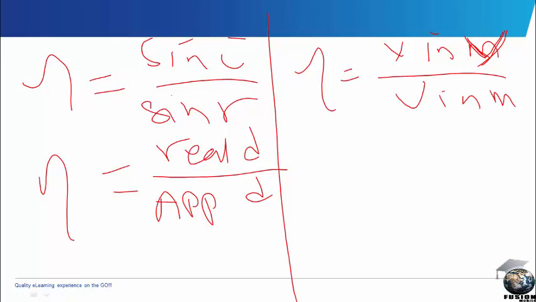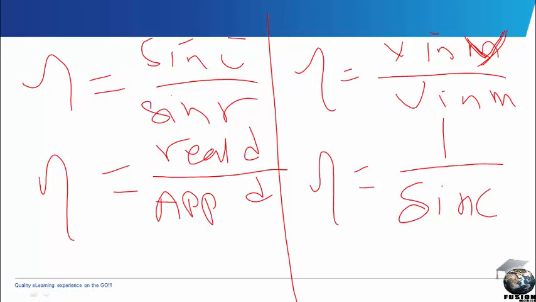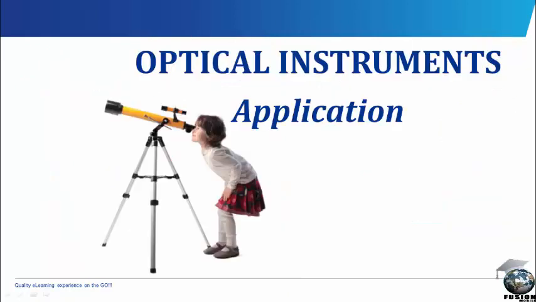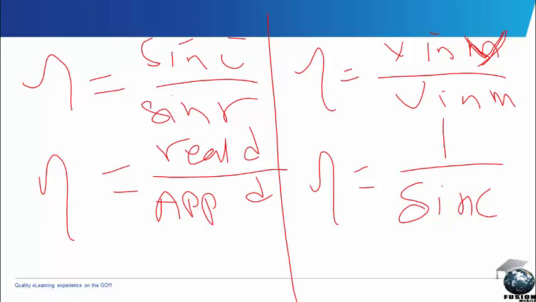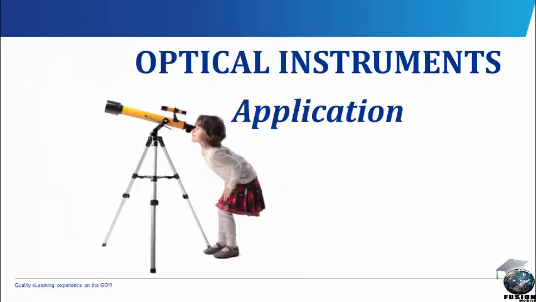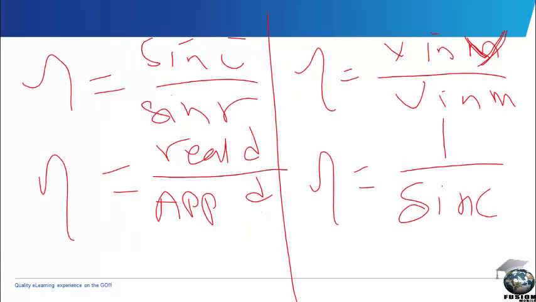Now, considering it with the critical angle we had, we say that refractive index is equal to 1 over sine C, where C is the critical angle. Now, before I take you over to optical instruments and their applications, I would like us to take a critical look at the refractive index of a triangular glass prism.